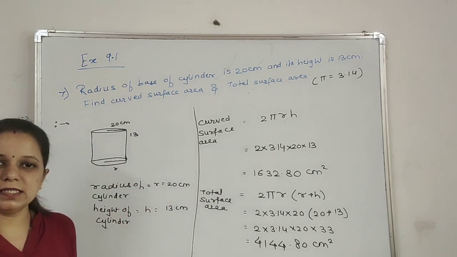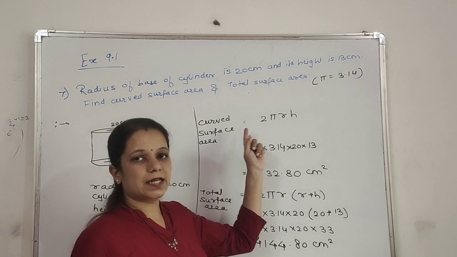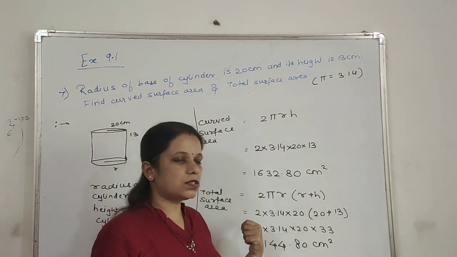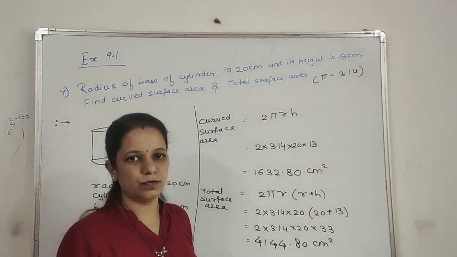Okay, very easy sum. Direct formulas we are using for curved surface area 2 pi r h and for total surface area 2 pi r (r plus h). Please note it down.